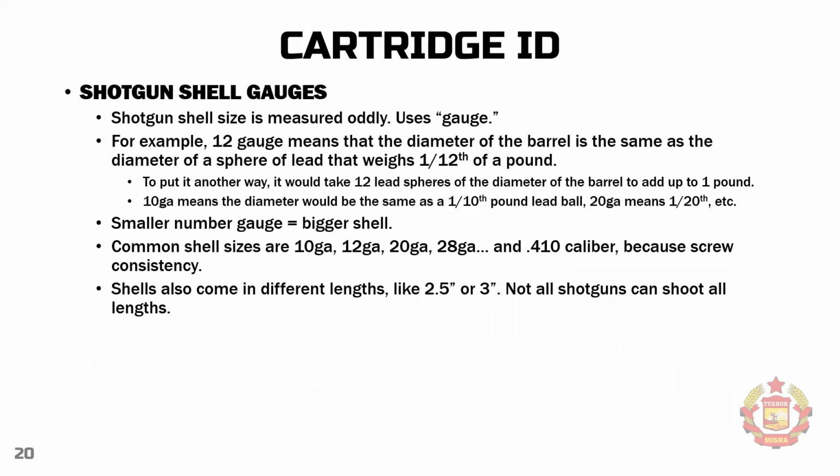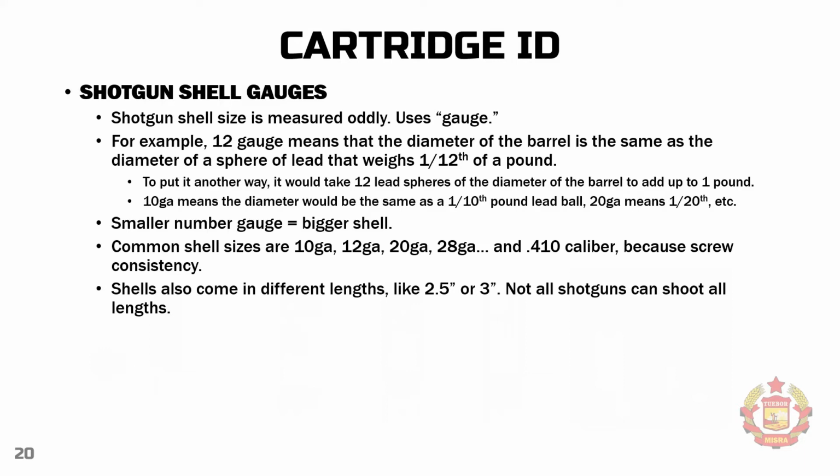If the answer is 10 lead spheres, then it's 10 gauge. If it's 20 lead spheres, then it's 20 gauge. So usually the smaller the gauge, the bigger the shell, or the wider, bigger in diameter the barrel. The most common shell sizes are 10 gauge, 12 gauge, 20 gauge, 28 gauge, and wait for it, 410 caliber, because why be consistent?